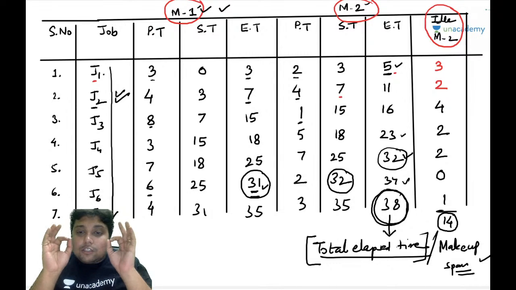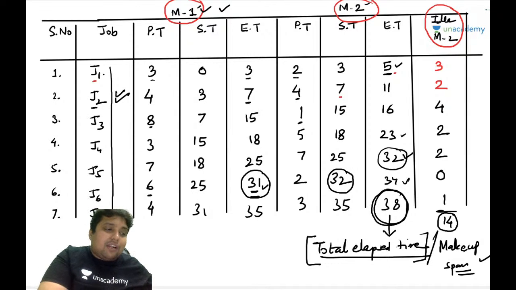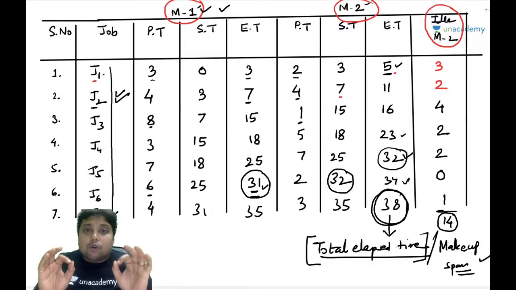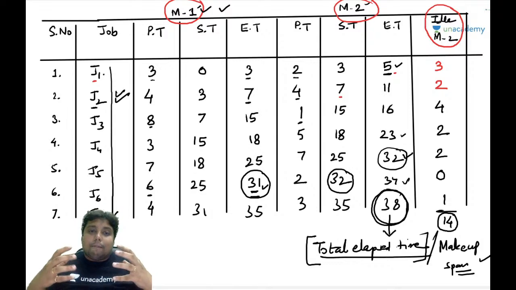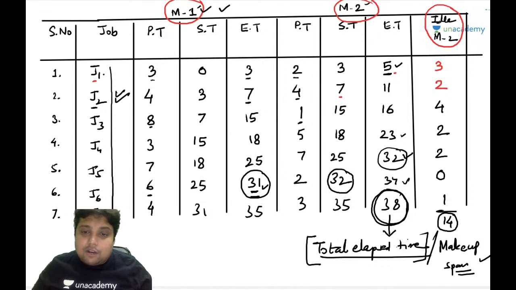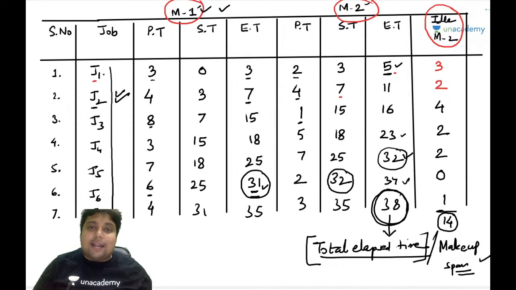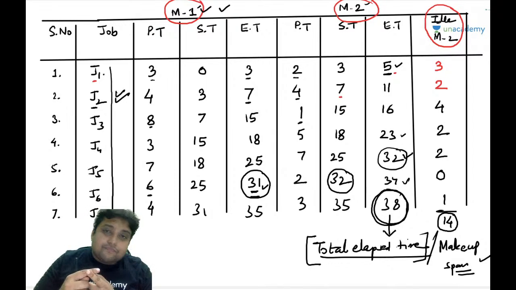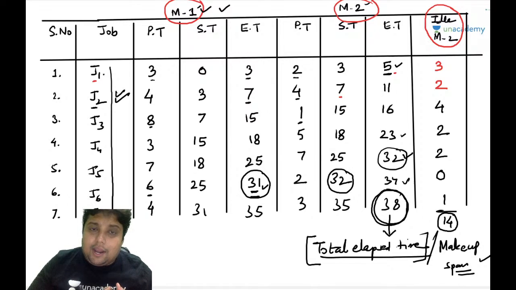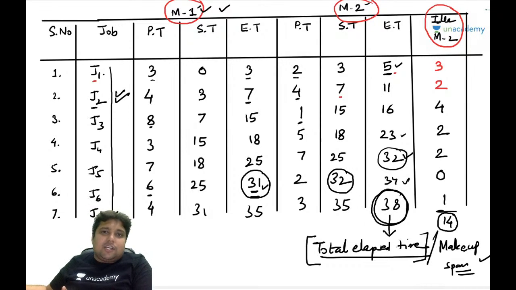So guys, please be very specific when you are writing these times. Just use your reasoning, use your analytical brain to write down these times. Do not memorize that this 31 will go here or 25 will go there. Whenever the machine is not free, then the job will have to wait. And whenever the job is not yet over on the previous machine, the second machine will have to wait.